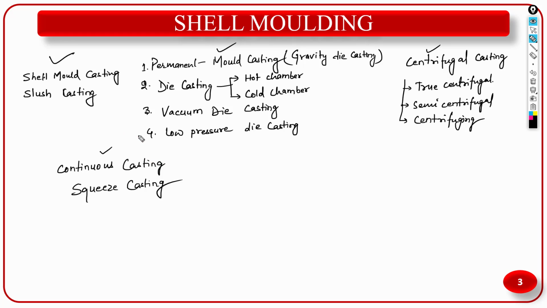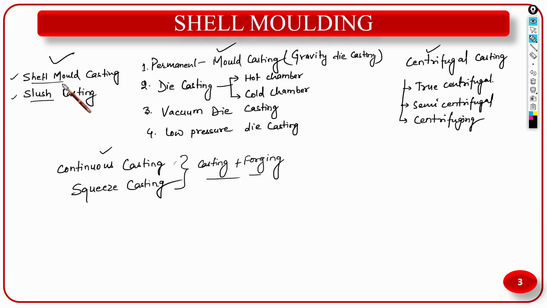So shell mold casting and slush casting: why have I put them together? Because generally people get confused between shell mold casting and slush casting, although both are very different. That's why I put them in one category, because if they are in one category we can easily differentiate among them. And continuous casting and squeeze casting are basically casting and forging mixed. So we will talk about these one by one.